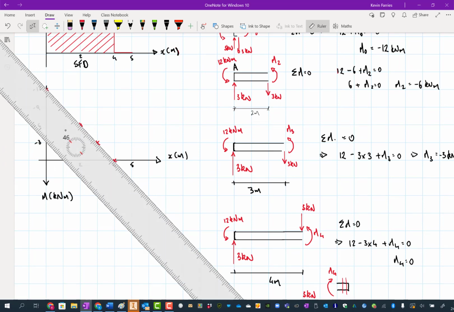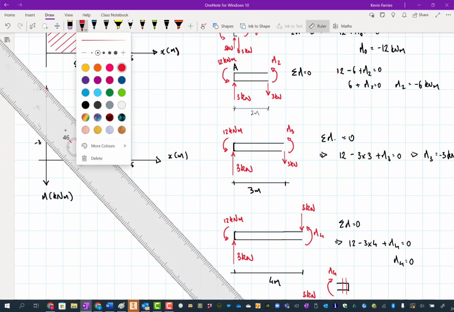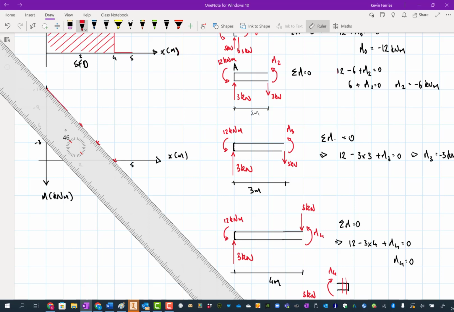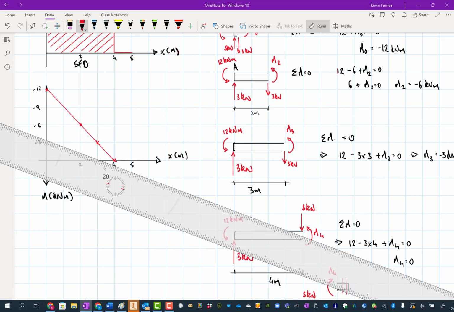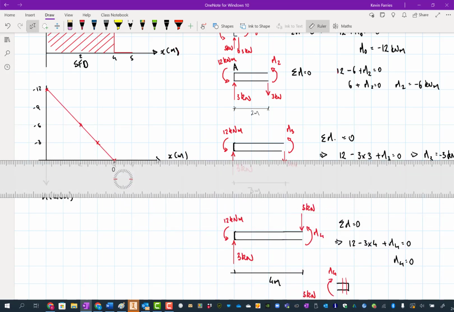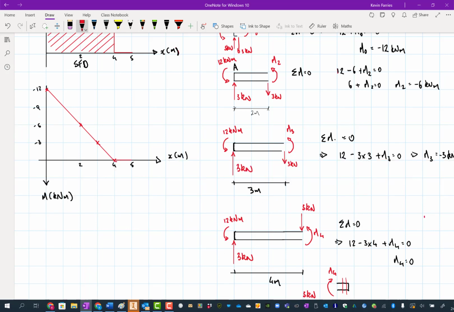So you can imagine that it's just going through like this. Gets to here, and then it goes flat after that. Stays at 0 after that. And you can shade that. And that's you've got your bending moment diagram.